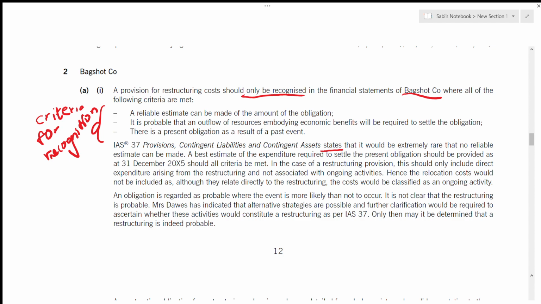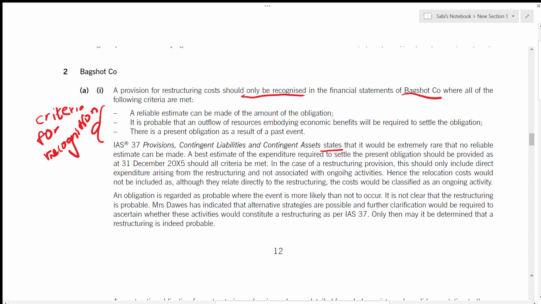So IAS 37, Provisions, Contingent Liabilities and Contingent Assets, states that it will be extremely rare that no reliable estimates can be made, right? A best estimate of the expenditure required to settle the present obligation should be provided as at 31st December should all criteria be met. In the case of a restructuring provision, this should only include direct expenditure arising from the restructuring and not associated with ongoing activities. Mark this, right? Let me write this.